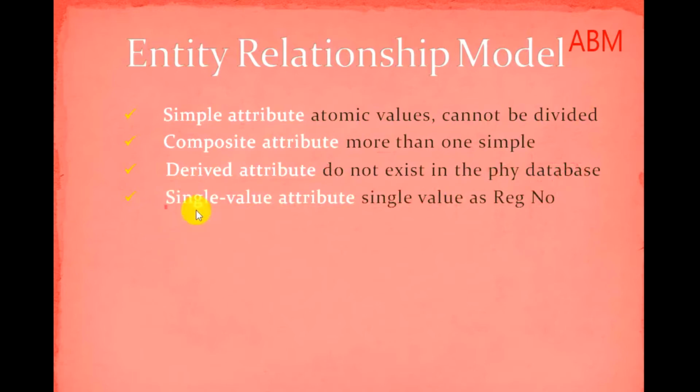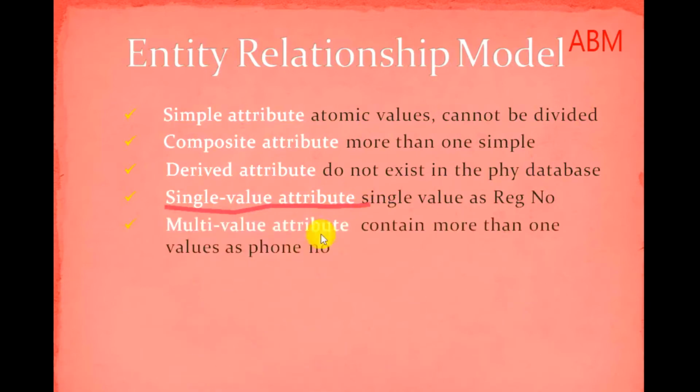Single value attribute is the attribute which has only one value. Multi-value attributes are those which may have more than one value. For example, the phone number. Any person may have more than one phone number, and also the address. One person may have different addresses, the addresses of different cities.